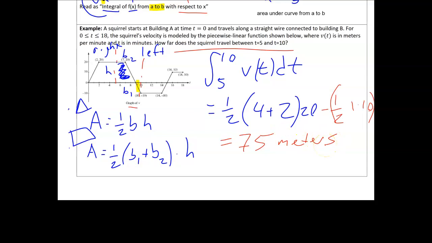Just doing the math, and my interpretation is that our squirrel travels 75 meters to the right between 5 and 10 minutes. So that's it. That is our introduction to integrals. It will get harder, but for now, we're using our baby geometry formulas.